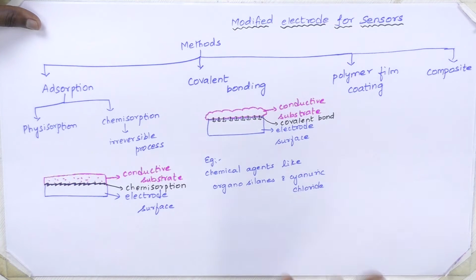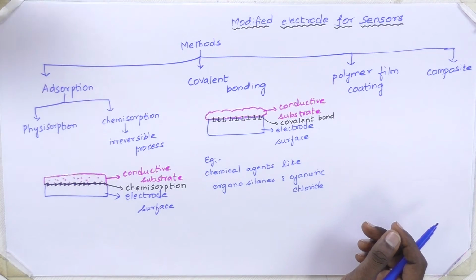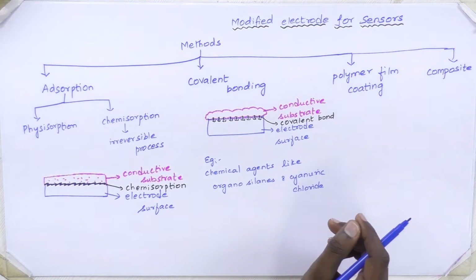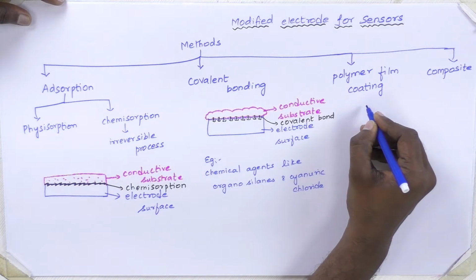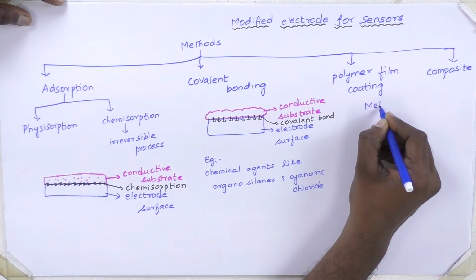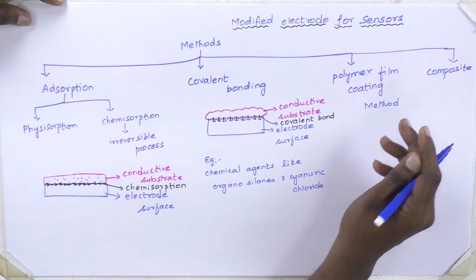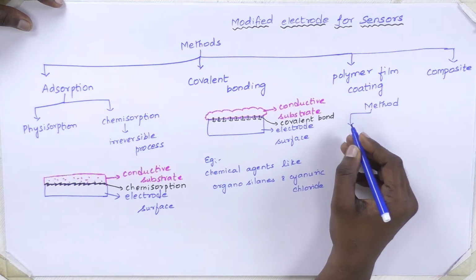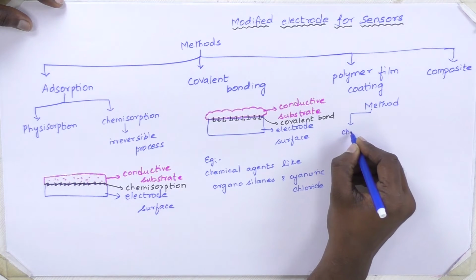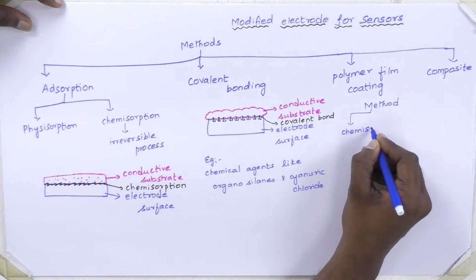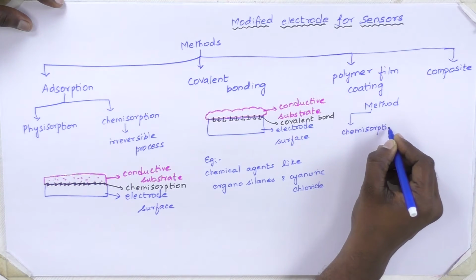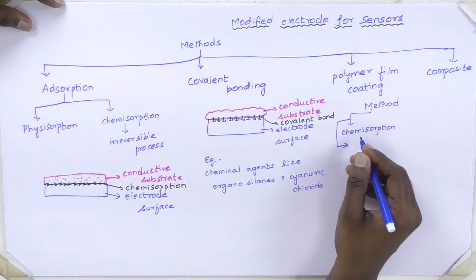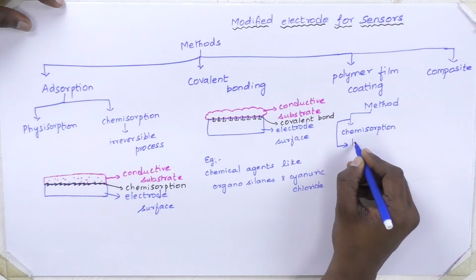And the next method to modify the electrode surface is by coating the electrode surface with polymer. When polymer is coated on the electrode surface, it is coated in the form of a thin film. How is it possible? Polymer is coated on the electrode surface by three methods. The first one is through the chemisorption process.